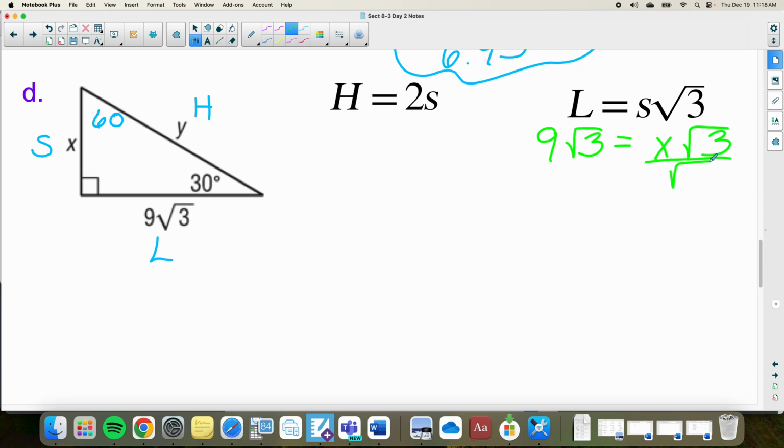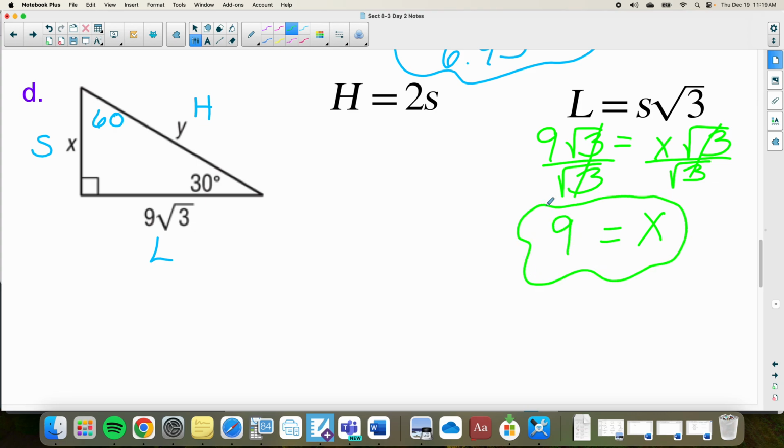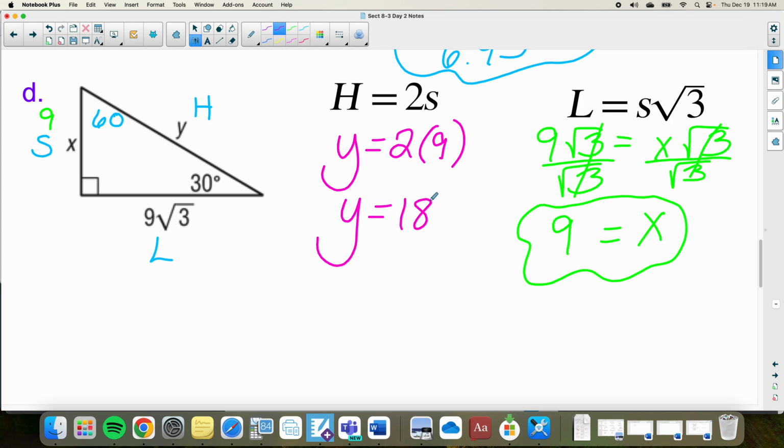If I go to divide by root 3, do you guys see what happens? What would I get? 9, yeah. Okay, so my X is 9. Then I'm gonna come back over here and do this one. So my H is Y, and my S is 9, so Y is 18.